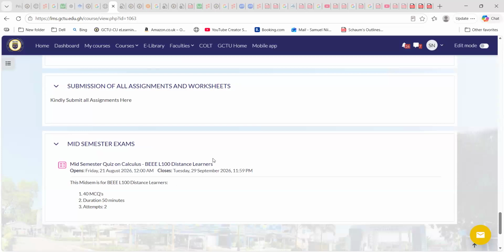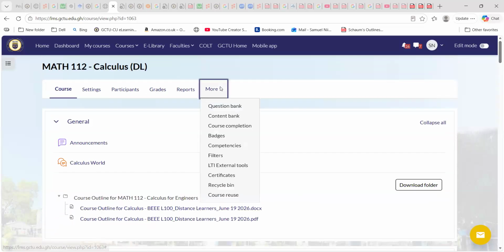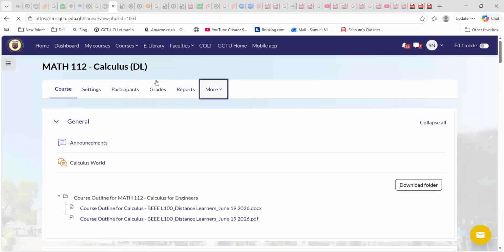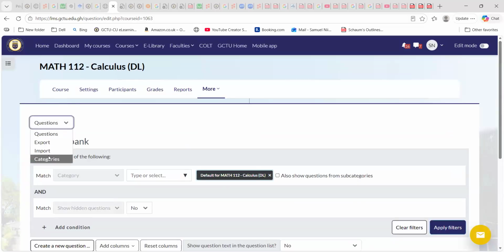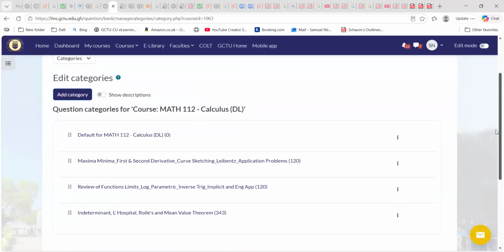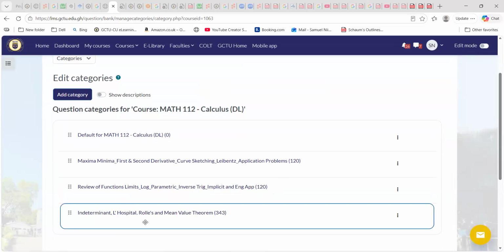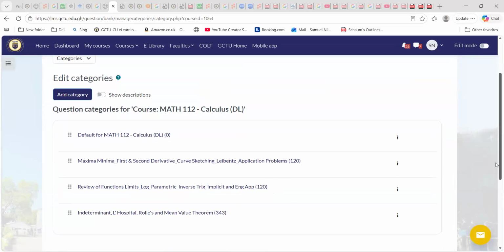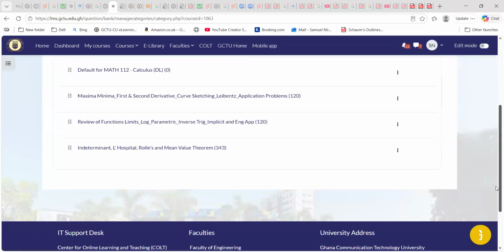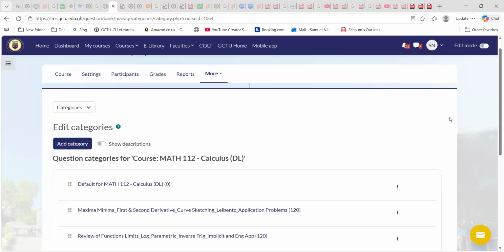So I'm saying that the mid-semester questions will come from all these question banks which I have created. The question banks are being created gradually. You can see that it takes time to do them. So when I'm able to create the questions, see right now, maximum you have 120 questions. Parametric, you have 120 questions. And what I did on indeterminate, you have 343 questions. So when I'm done with all the topics, then we pick, let's say 5, 5, 5 from each, or 10, 10, 10 from each. And that becomes your mid-semester exams.